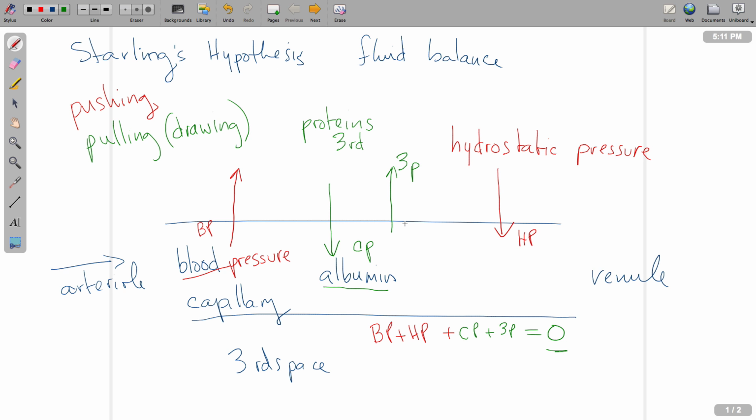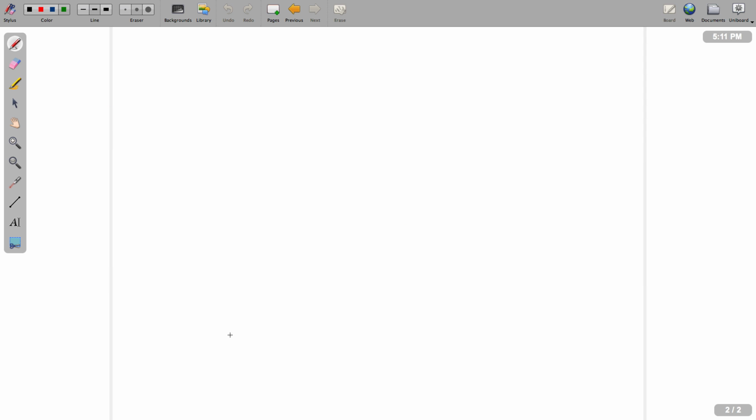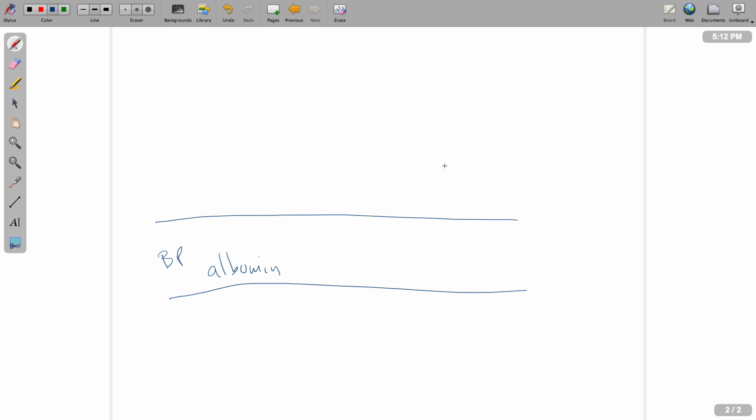Now, based on this, we can do a tremendous amount of stuff. So for example, let's start with a fresh sheet of paper here, and let's take a look at our different forces. So we're going to start out again with our capillary. Here's our capillary, and this capillary has blood pressure. It has albumin. It's got hydrostatic pressure, and it has third space proteins. All right, cool. So let's take a look at what happens now in certain situations.